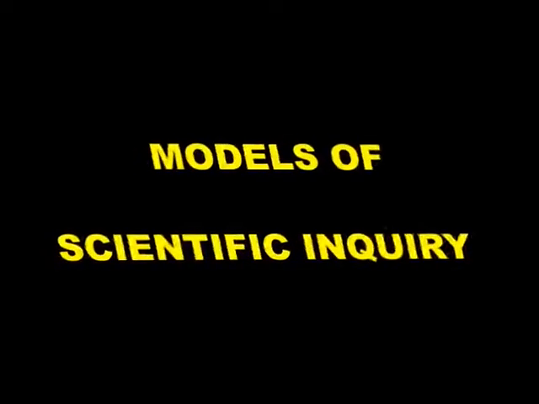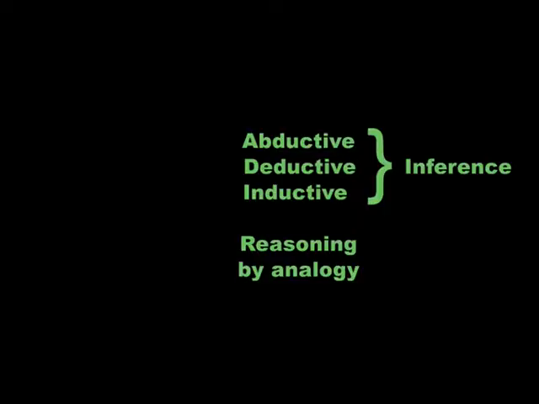What are the models of scientific inquiry? There is what you call the classical model. The classical model of scientific inquiry derives from Aristotle, who distinguished the forms of approximate and exact reasoning, set out the threefold scheme of abductive, deductive and inductive inference, and also treated the compound forms such as reasoning by analogy.